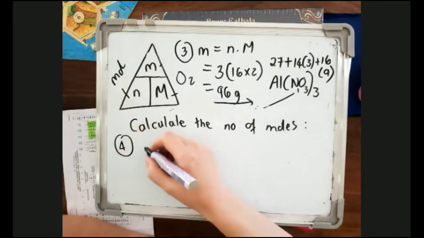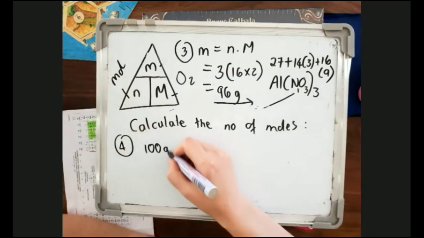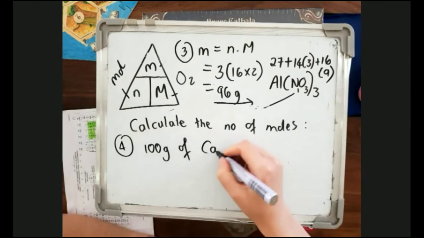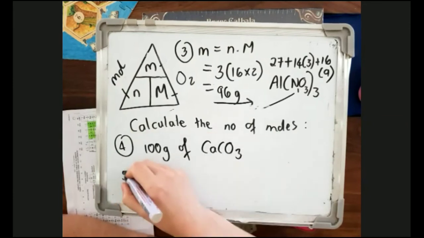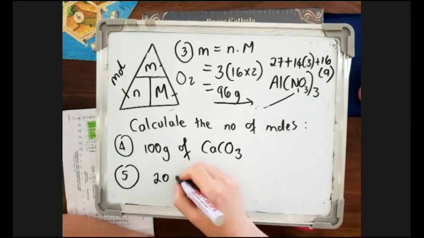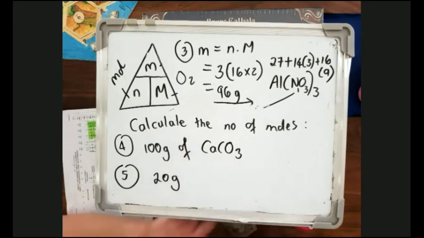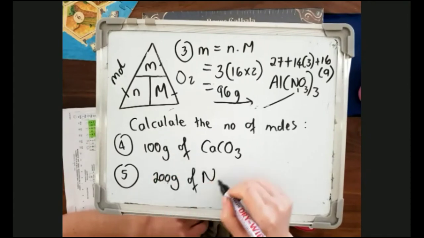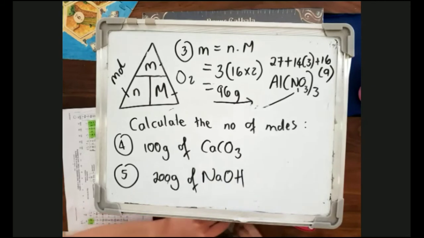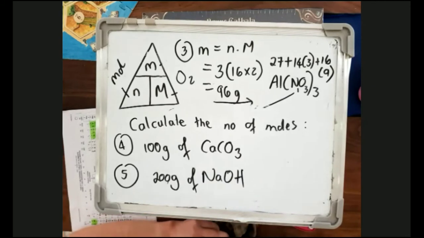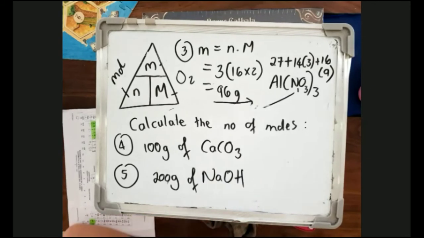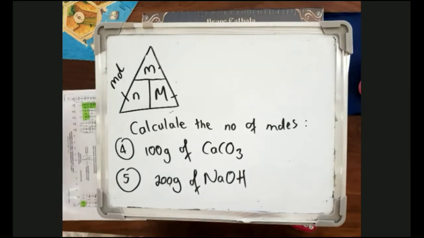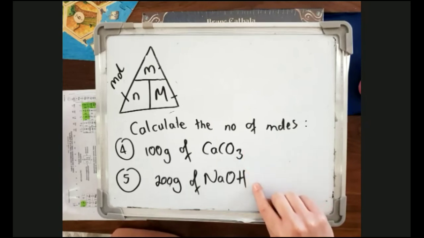Calculate the number of moles if you have, let's say, 100 grams of calcium carbonate, and let's say 200 grams of NaOH. So you're working out the number of moles if you're given that mass of calcium carbonate and sodium hydroxide in the second one. Guys, are you done? Okay, so the question is calculate the number of moles in 100 grams of calcium carbonate and in 200 grams of NaOH.